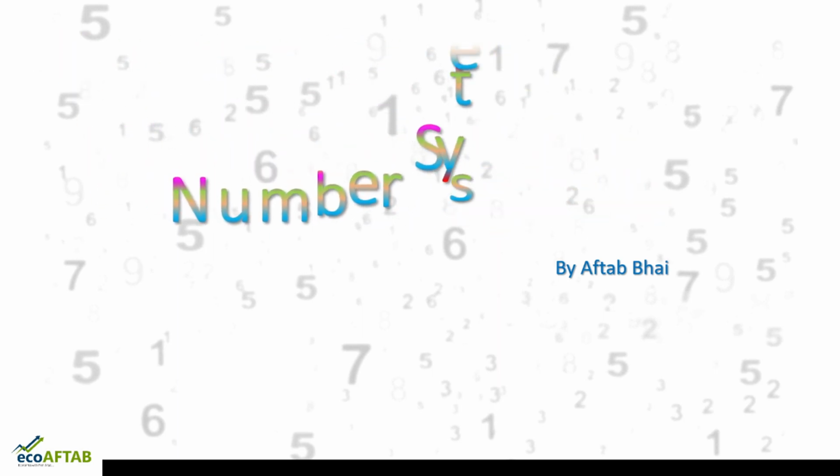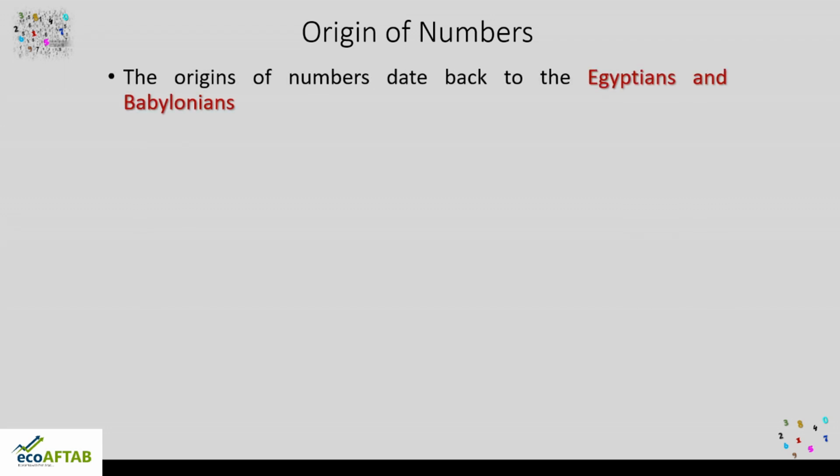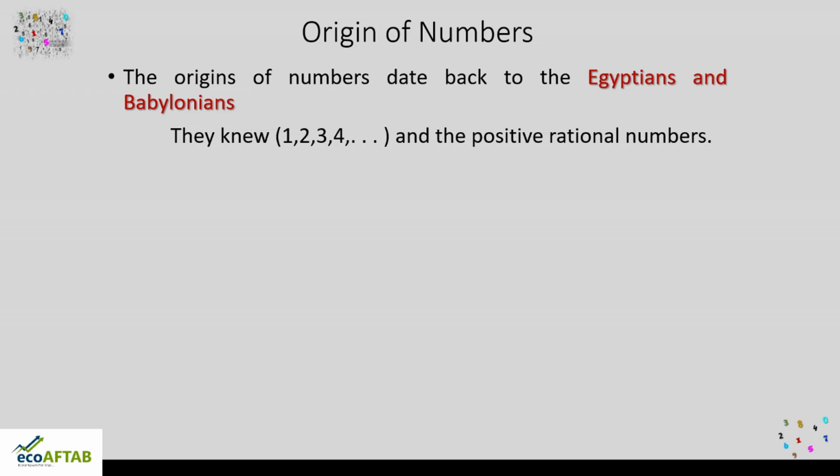In my today's session, we are going to deal with number system. Myself, Aftab Bhai. So friends, let us start with from where the numbers have come from. Origin of numbers. The origin of numbers dates back to the Egyptians and Babylonians. So they knew the numbers such as 1, 2, 3, 4, etc.